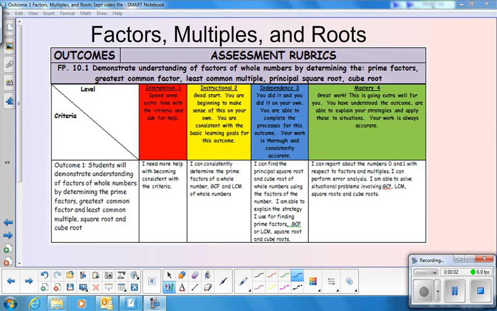Outcome 1, factors, multiples, and roots. Students will demonstrate an understanding of factors of whole numbers by determining the prime factors, greatest common factor, and least common multiple, square root, and cube root.